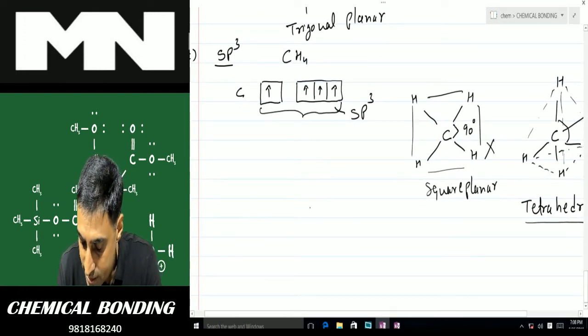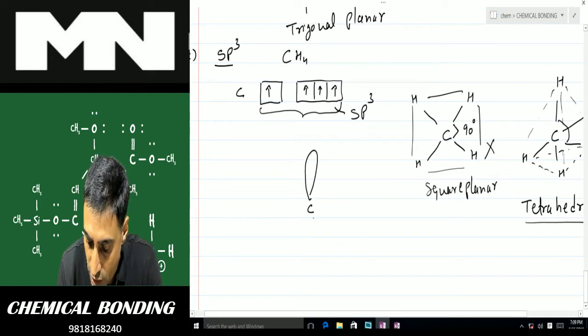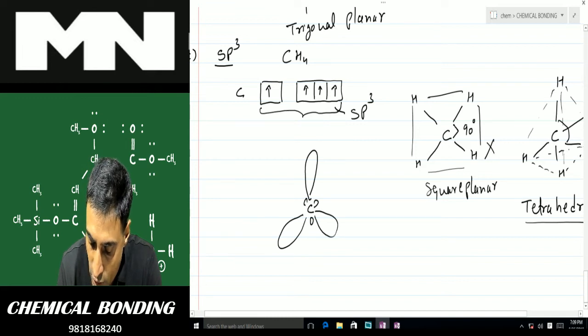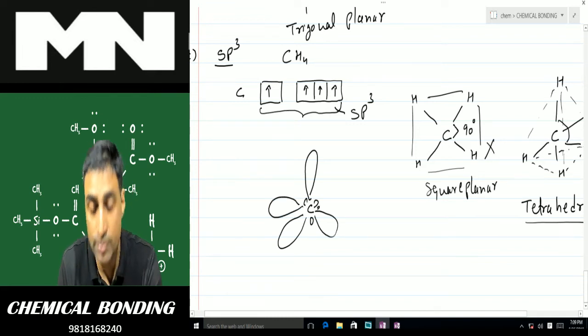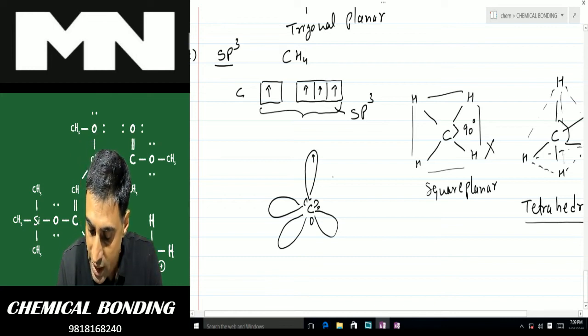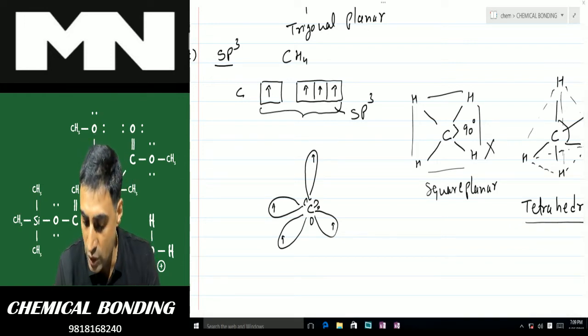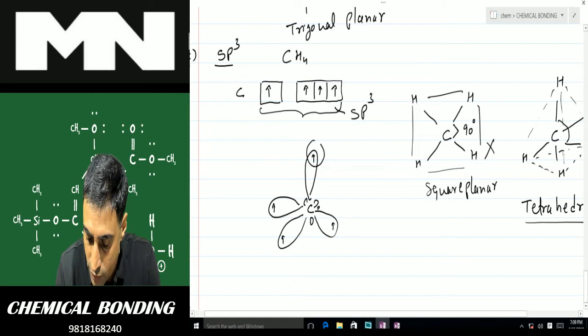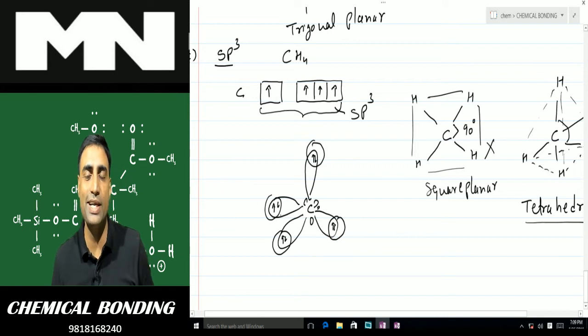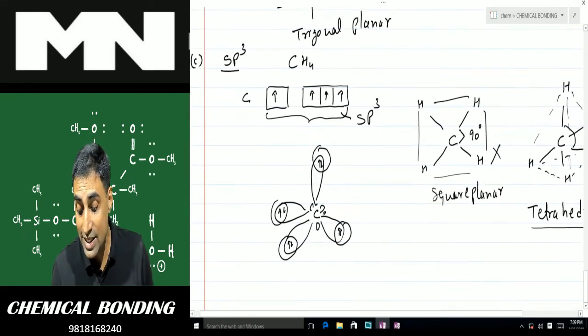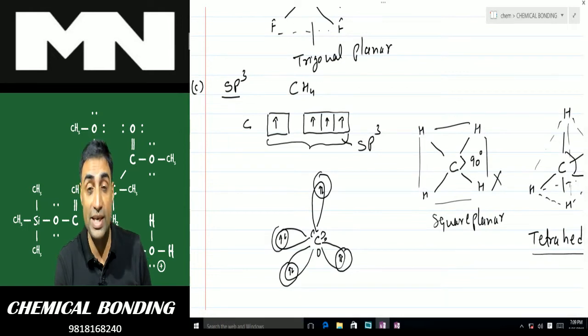So if we have a carbon atom here, this is one of the hybrid orbitals, second hybrid orbital, third hybrid orbital and fourth hybrid orbital. All these four hybrid orbitals will have unpaired electrons. And these unpaired electrons will overlap with the unpaired electron of hydrogen. Hydrogen I am drawing like a sphere because it has got only the S subshell. So you are getting 4 bonds. So CH4 is tetrahedral.